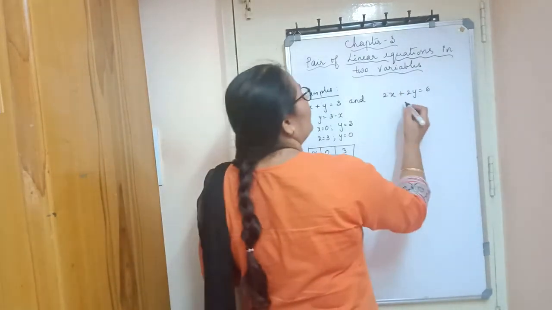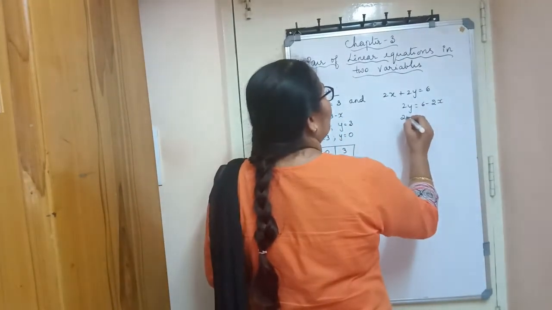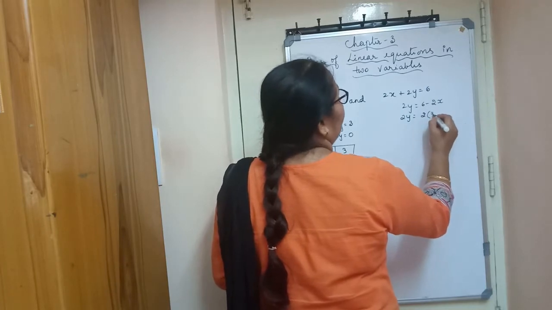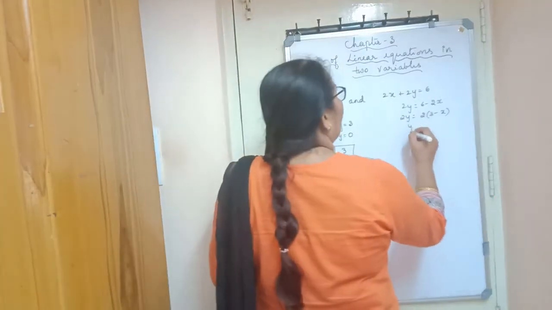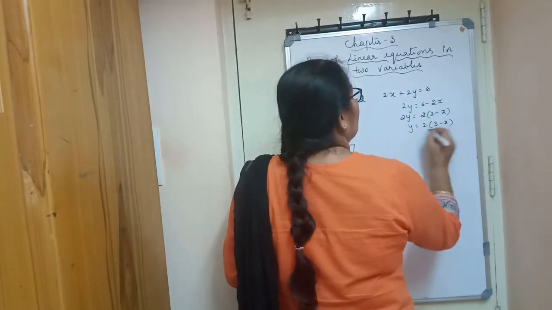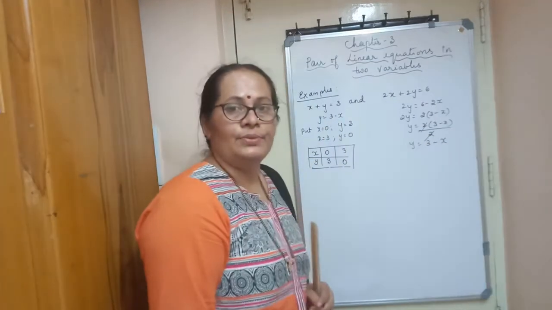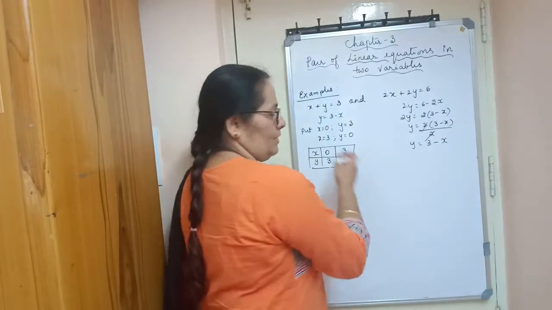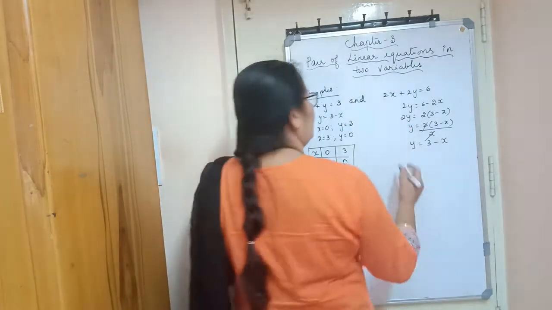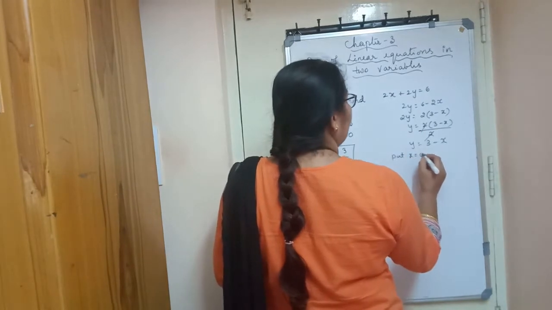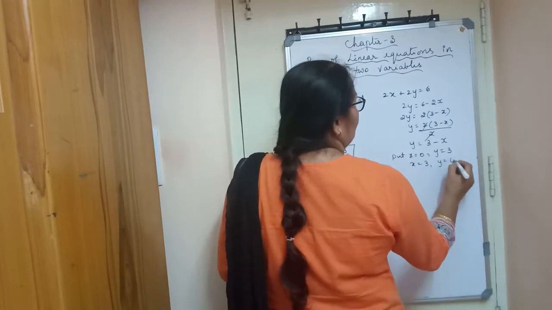Now the second equation we take: 2y equals 6 minus 2x. Here 2 is common, right? 2 times 3 is 6, and 2 times x is 2x. So y equals 2 times (3 minus x) by 2, so then also we'll get y equals 3 minus x. It is the same as equation 1, so you will get the same solution, the same values. Put x as 0, y is 3; put x as 3, y is 0.